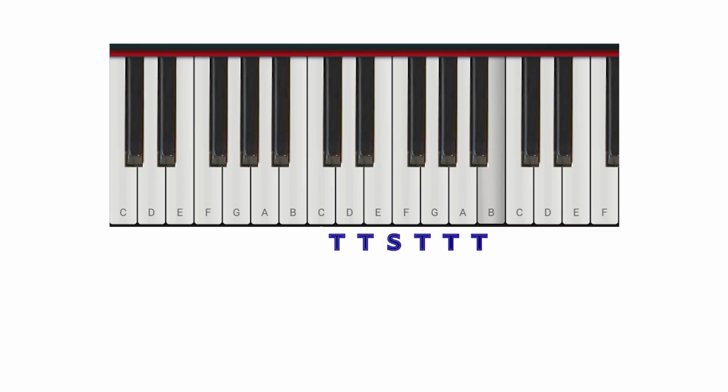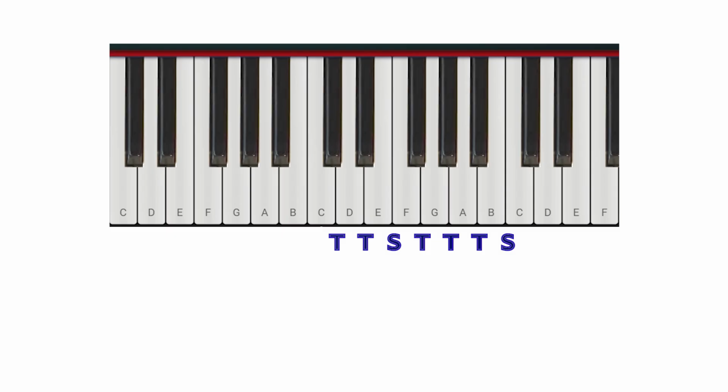Now we are on the note B and need to get to C to finish our scale. This interval is a semitone, so we will mark this interval with an S as we finish our scale. We are now left with a pattern of tones and semitones. T, T, S, T, T, T, S. This is the series of tones and semitones that make up a major scale.